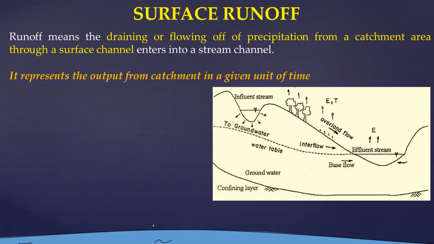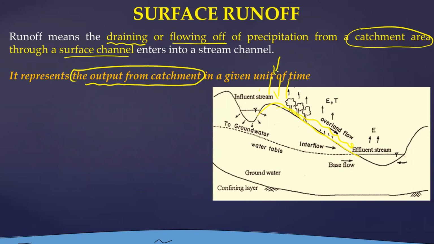So surface runoff is the first thing that you need to look into. Runoff basically is the draining or flowing off of precipitation, that is rainfall, from a catchment area through surface channels. This is the slope here, and on this slope, if there is rainfall happening, the water is flowing here. So this basically represents output from a catchment in a given unit of time. Here, per unit of time is very important: in how much time, what amount of water is going away, how much is it draining.